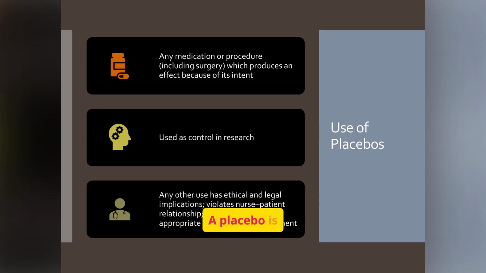A placebo is any medication or procedure that produces an effect because of its intent. Placebos are used as controls in research. Any other use has ethical and legal implications. In clinical care, using placebos without patient knowledge violates trust. Always ensure informed consent and ethical practice in pain management.